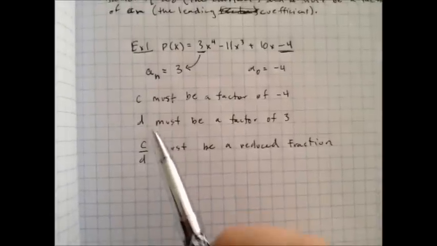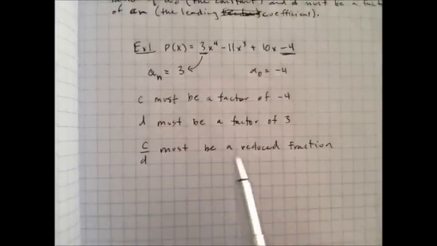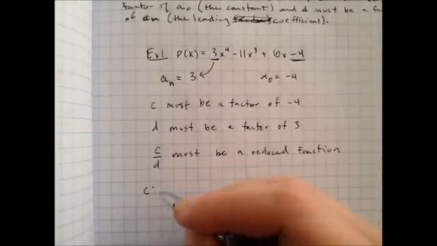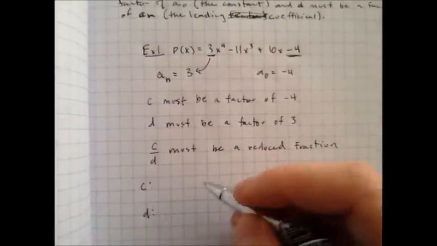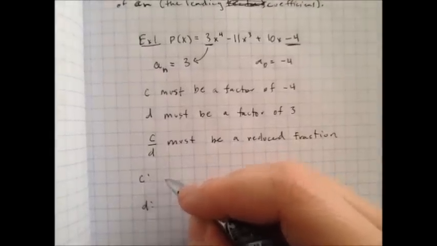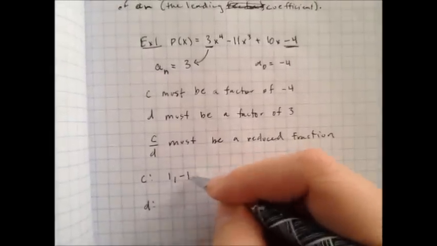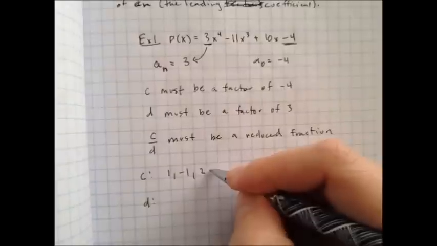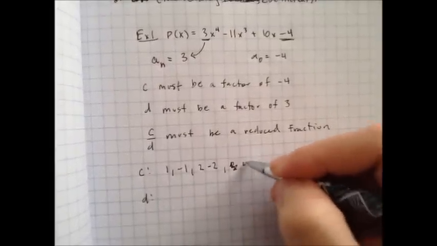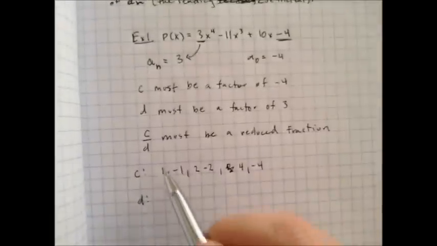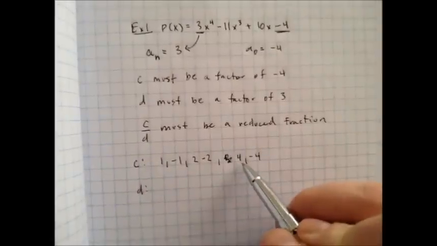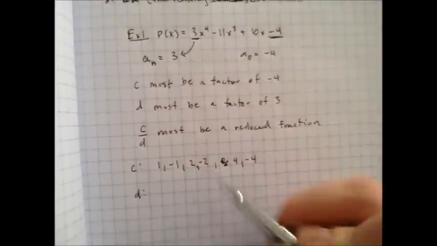So for two numbers to be relatively prime, if we made them a fraction, it would be in reduced form. Okay, so let's look at c, the possible numbers for c and the possible numbers for d. Okay, so the factors of -4 are 1, -1, 2 and -2, and 4 and -4. Okay, because 1 times -4 is -4, -1 times 4 is -4, and 2 times -2 is -4.